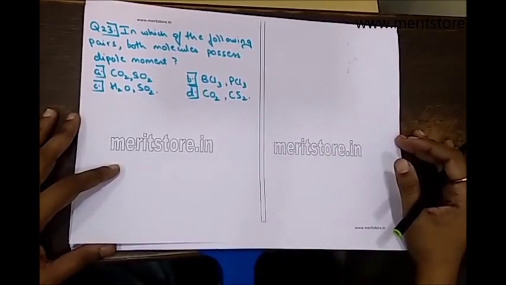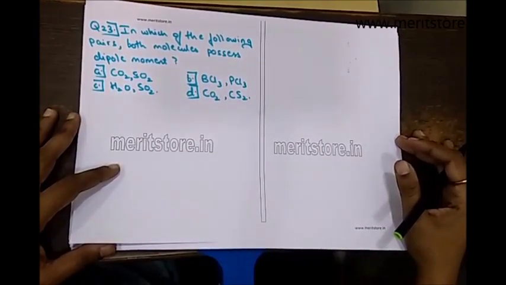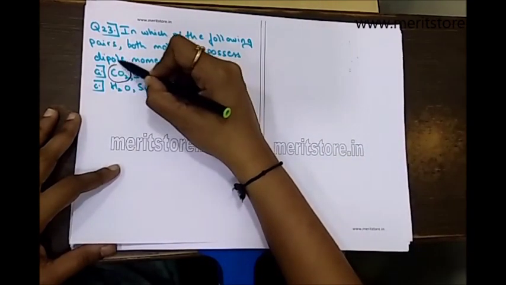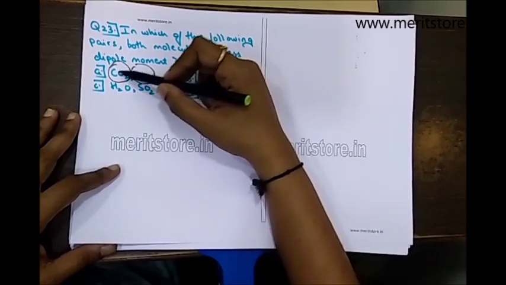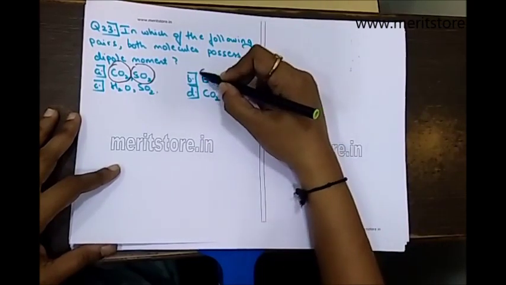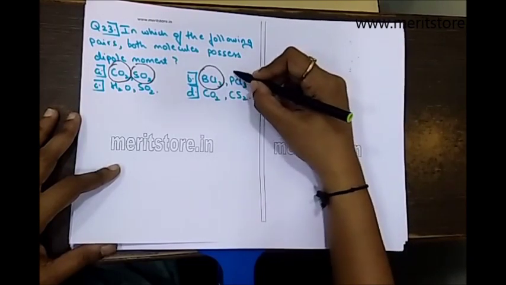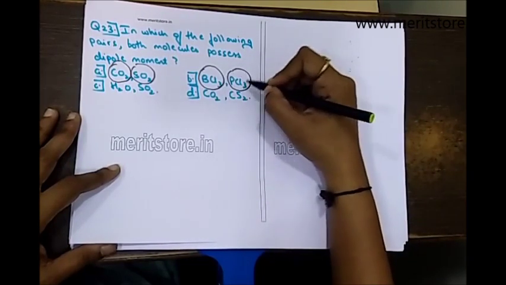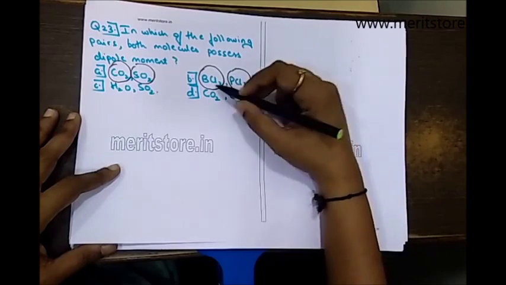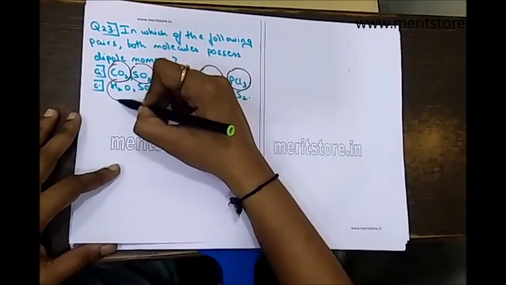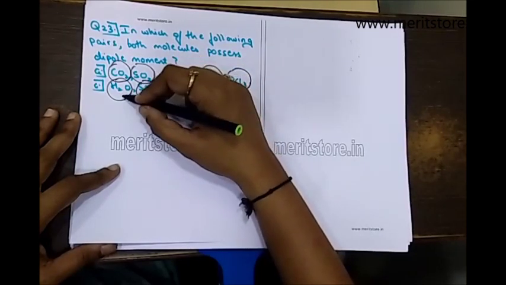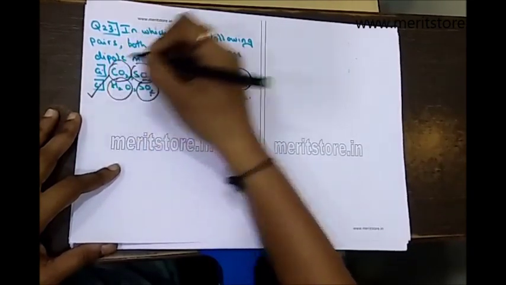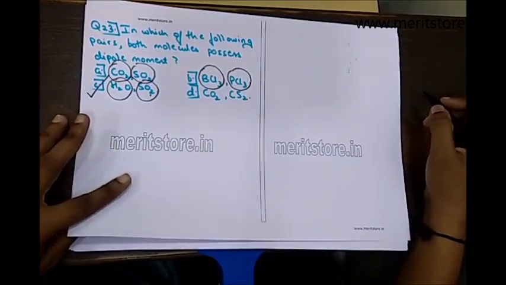Question number 23: in which of the following pairs do both molecules possess the same dipole moment? CO2 is a linear molecule and SO2 is bent. Since the structures are different, the dipole moment won't be the same. BCl3 is trigonal planar, while PCl3 is pyramidal in shape. Again, the shape is not the same. In case of water, it's a bent shape, and SO2 is also bent. Since both have the same structure, the dipole moment will be the same. Hence, our option is C.